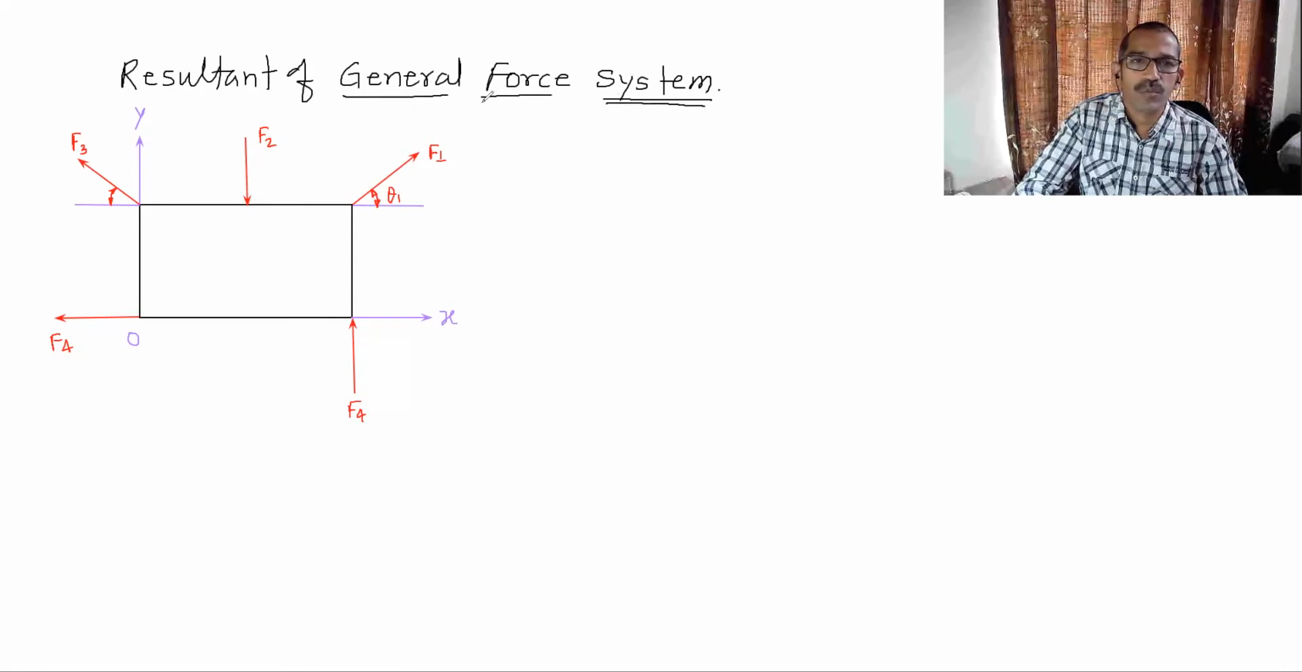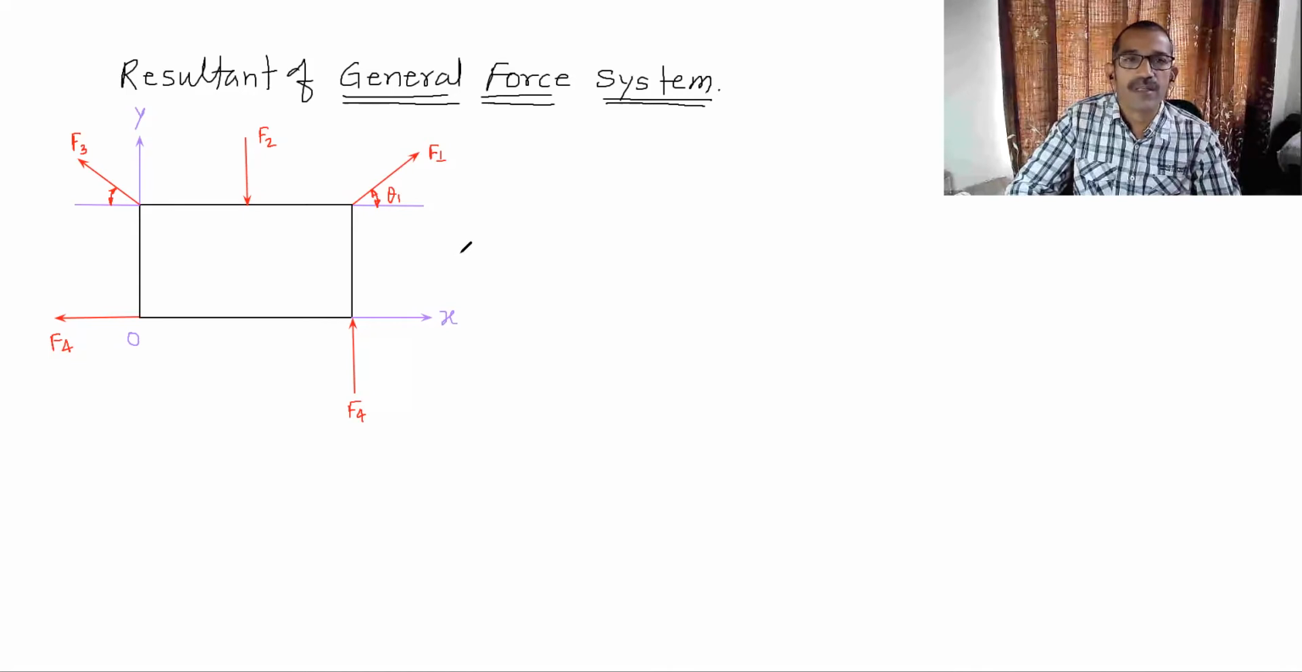You can go to the playlist and see what videos are available for system of coplanar forces. In those, all force systems we will discuss in detail. The general force system means it is a non-concurrent, non-parallel force system. To find the resultant in this case, as forces are not parallel, some are vertical, some horizontal, some inclined.